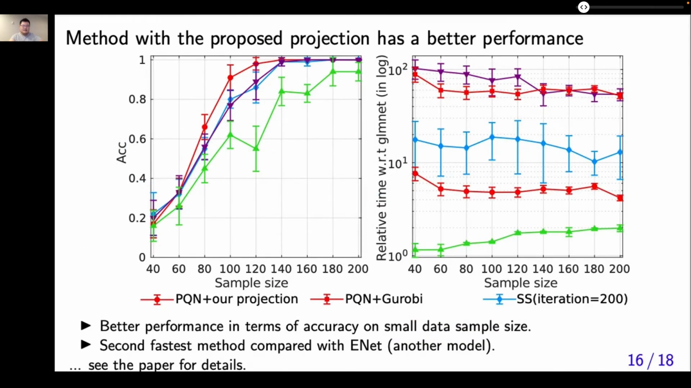And then here, this figure shows the performance in terms of accuracy and relative runtime. For details, please refer to the paper. The take-home message is that the proposed method can solve our bioinformatics problem with higher accuracy and with lower runtime.